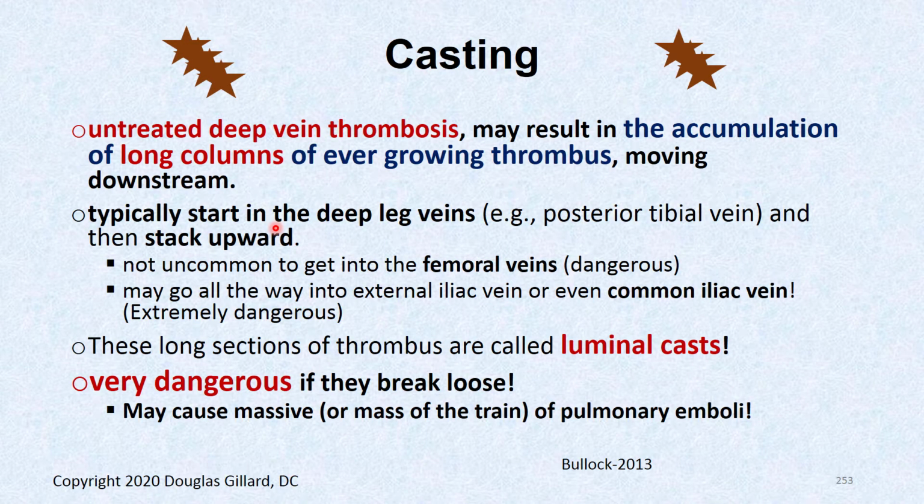All right, we should talk about casting. This is really dangerous. Untreated deep vein thrombosis may result in accumulation of these really long casts. So let's get some drawing going here. So we've been picking on the popliteal vein. So here's the popliteal vein. Okay, it becomes the femoral vein. And then it becomes the common femoral vein. That's right. There's a common femoral vein. There's the deep femoral vein here. There's the saphenous vein coming. This little junction here, this is called the SFJ, saphenofemoral junction.